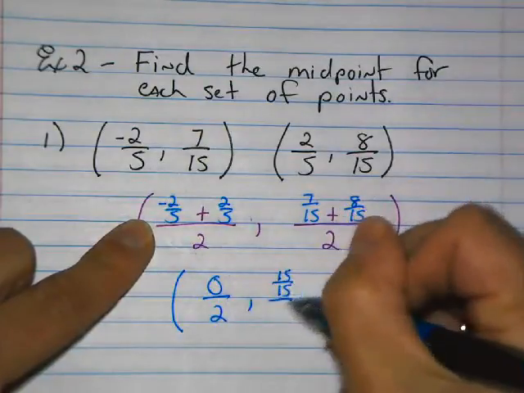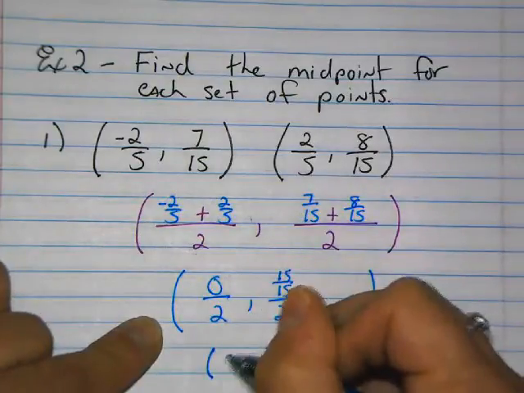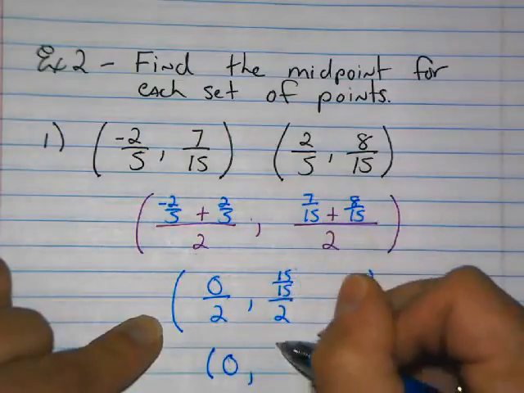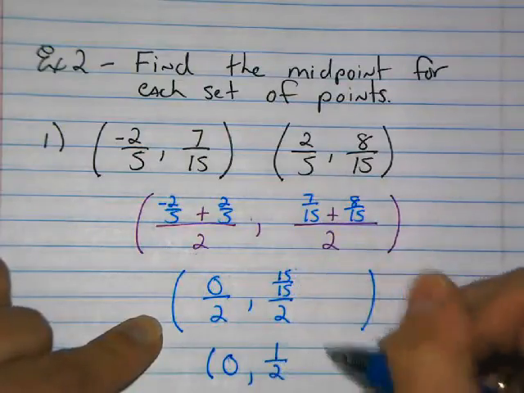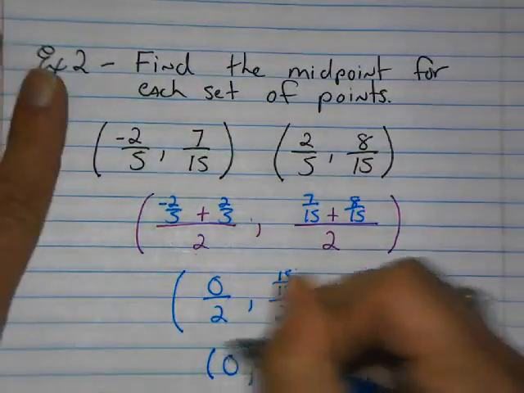And now I'm just going to clean this up. 0 divided by 2 is 0. And 15/15 is really 1 over 2. Right? 15/15 is a whole. And that's my answer. Okay?